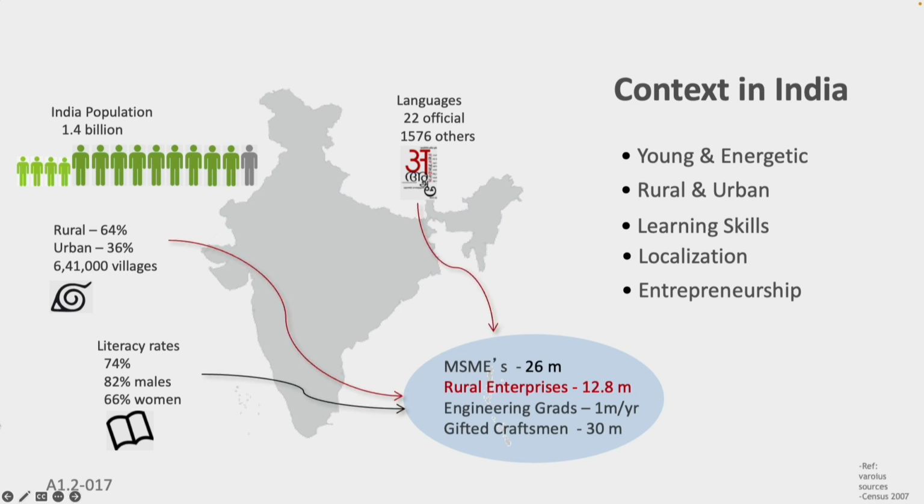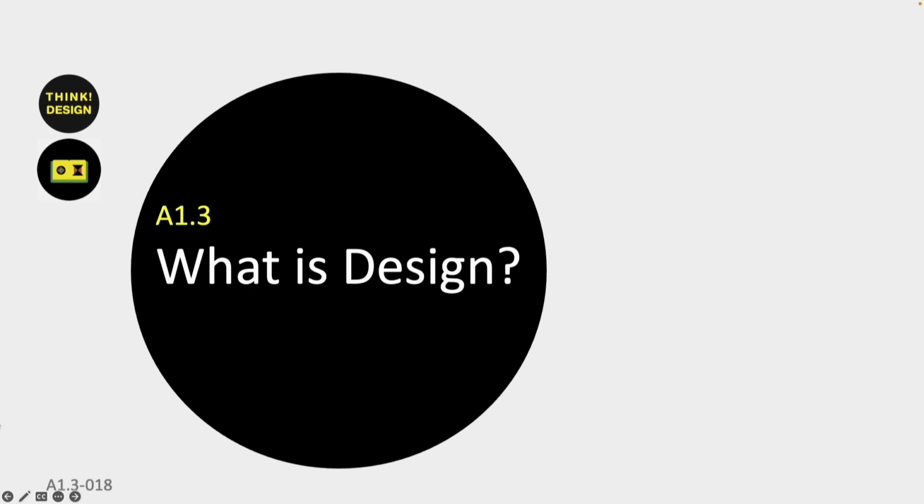But interestingly, we have a lot of enterprises, medium, small, micro enterprises are 26 million and many of them are in the rural sector. We also produce a lot of engineers, 1.2 million a year, and at the back of it we have this 30 million gifted craftsmen. So these are all considerations for the design thinking and innovation space. So let's look at what is design.